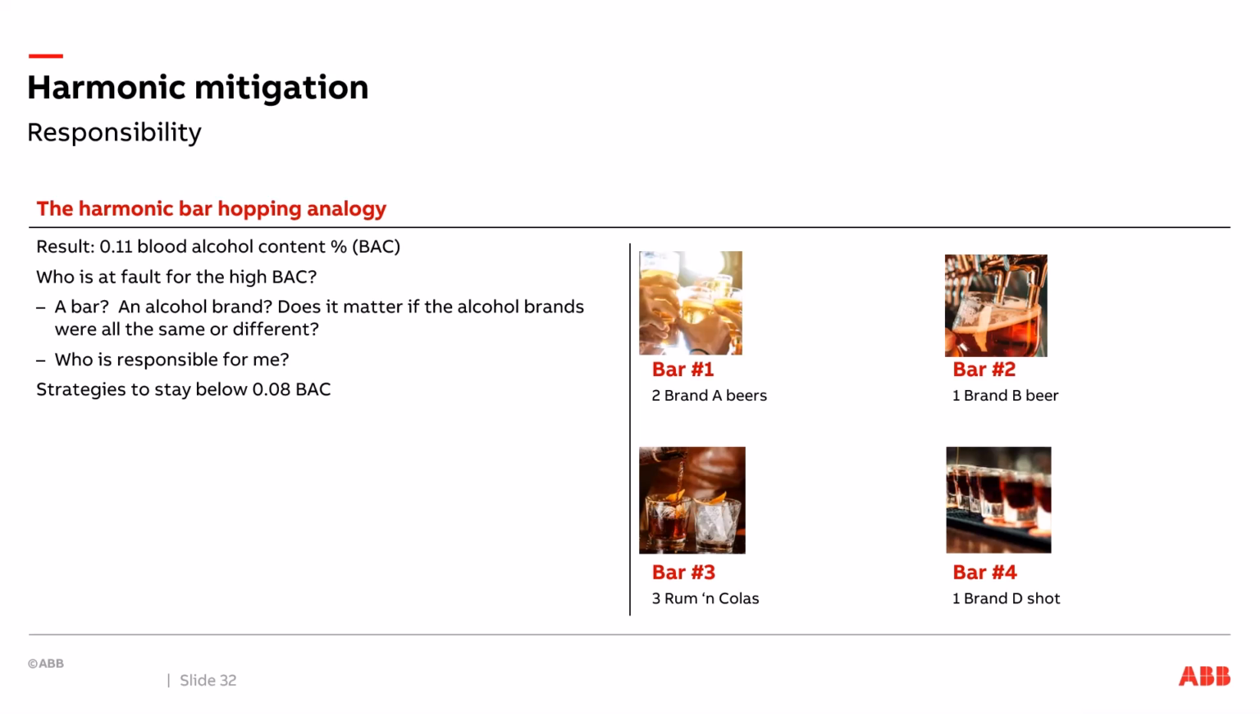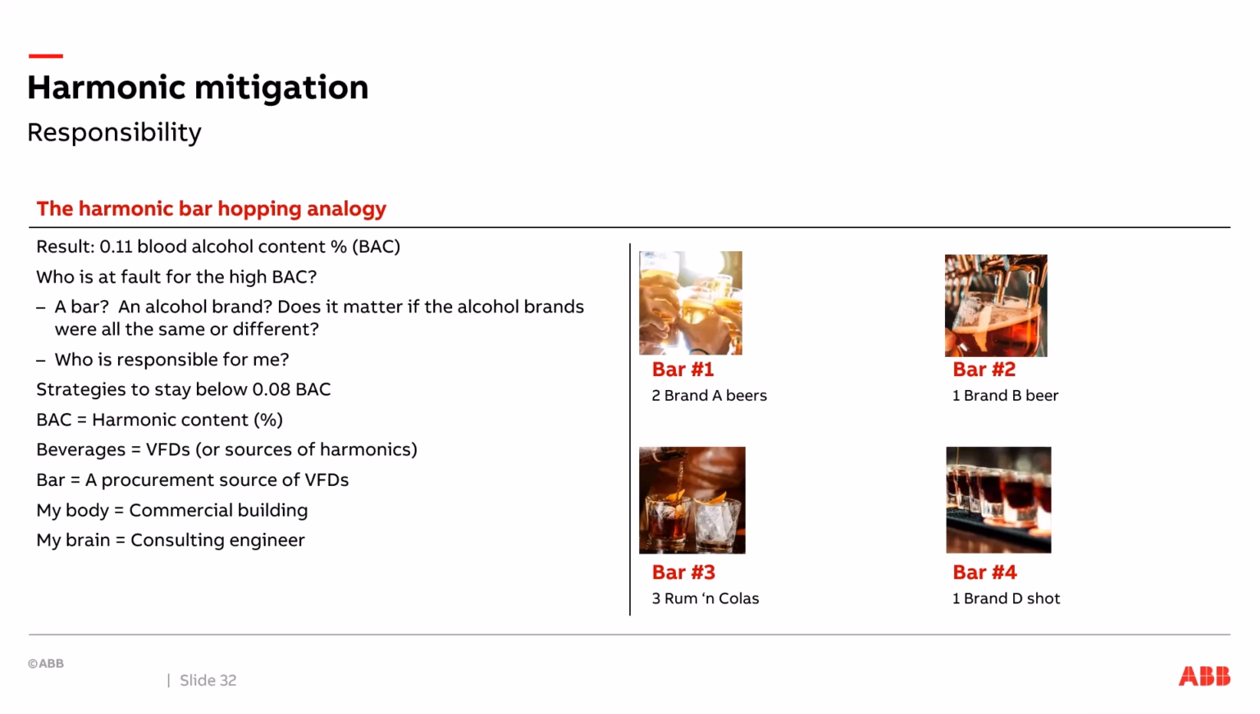So I gave a little teaser there into the next part of the analogy. If I look at my BAC, that's my harmonic content. My beverages, that's my VFDs, the source of harmonics. The bar is how I'm getting my VFDs. My body is, say, the commercial building that we're talking about. And my brain, who's responsible for me, that's the consulting engineer.